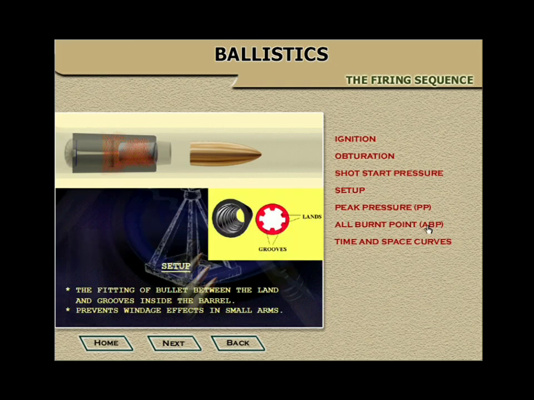Setup. On moving forward, the bullet encounters the rifling in the barrel. The engaging of the bullet within the lands and grooves of rifling is known as setup. This also acts as a seal, preventing the escape of gases ahead of the projectile.